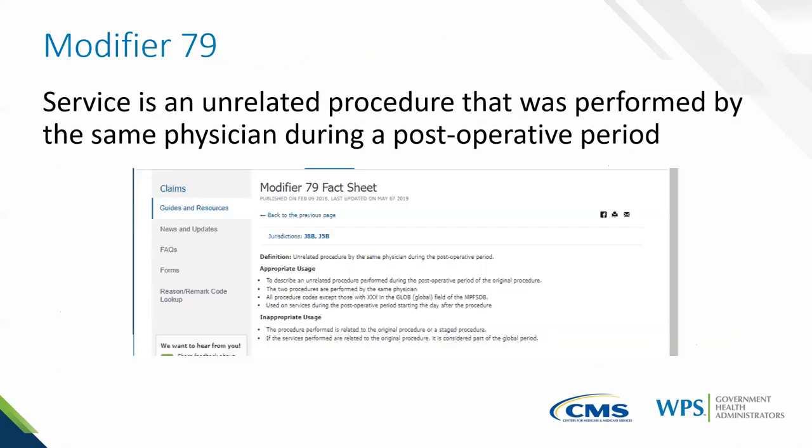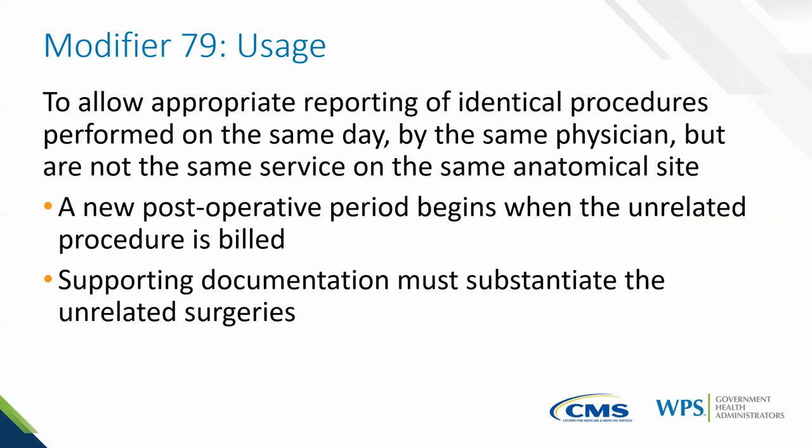The next modifier that we have is modifier 79. This is an unrelated procedure performed during that postoperative period. So how is modifier 79 appropriate? Well, this is when you're doing an unrelated procedure during the postoperative of another one. So you did a hip replacement on the 15th. You also did repair of a torn rotator cuff on the 22nd of the next month. Those are not related. Therefore, you deserve, and Medicare will pay you for that second surgery when using modifier 79.